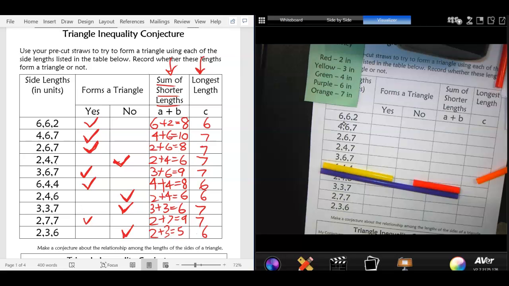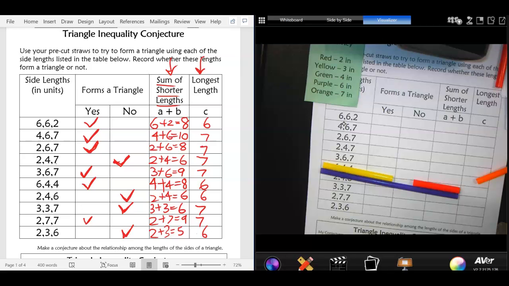Are you seeing what's happening here? When A plus B is bigger than C, that's a yes. When A plus B is less than C, that's a no. And you can see it on these next two. 9 is greater than 7. 8 is greater than 6, right? A plus B has to be bigger than C.